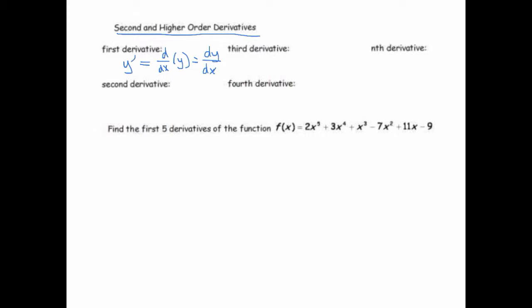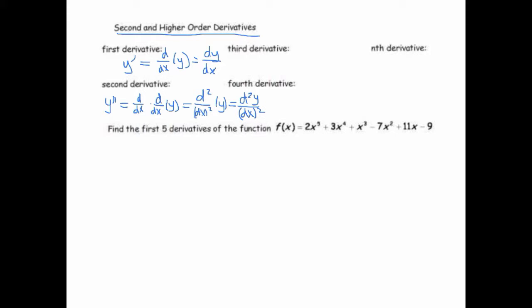Not surprisingly, for the second derivative, we use two dashes. y double prime is equal to, well, we're taking two derivatives of y, which we will usually write as d squared over dx squared of y, which you'll often see as d squared y over dx squared.